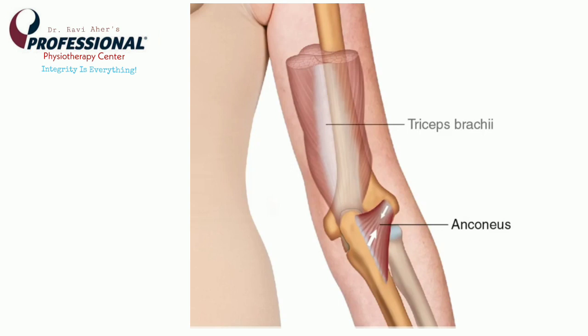The anconeus attaches proximally onto the lateral epicondyle of the humerus. From there, it runs distally to attach into the lateral surface of the olecranon process, as well as the lateral surface of the proximal 1/4 of the shaft of the ulna.